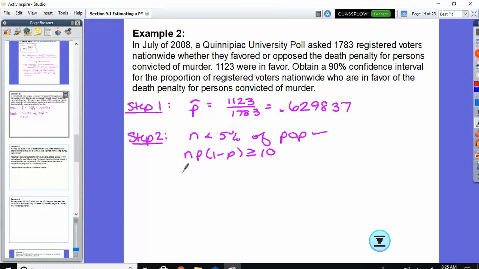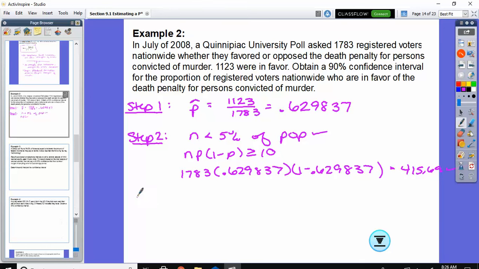Greater than or equal to 10. So my N, our P, and that comes out to be 415.69, so we're good there.